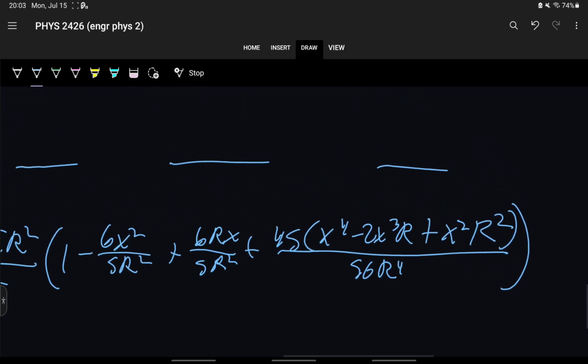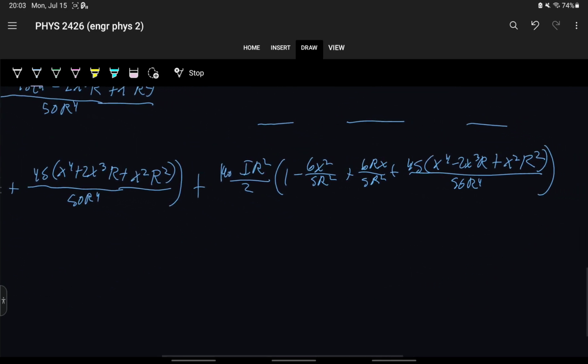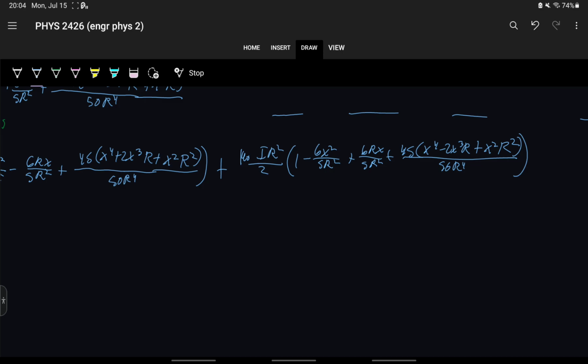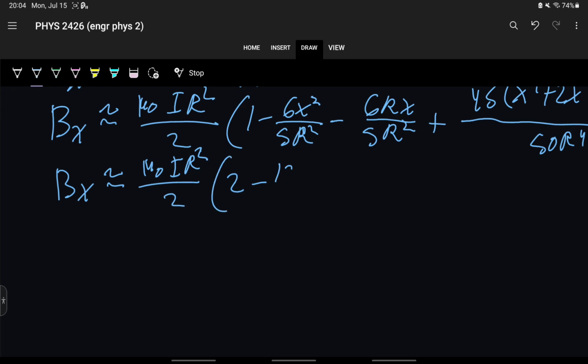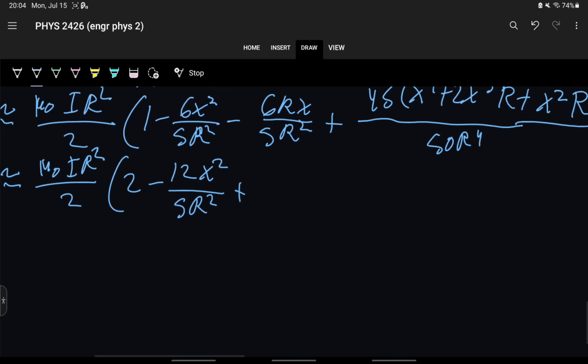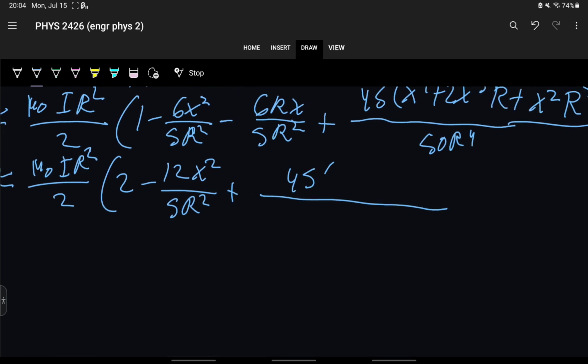Okay, and so in linear terms, 6rx divided by 5r squared cancel out. So we can go ahead and write b sub x to be mu sub 0 times r squared, all divided by 2, and it's going to be 2 minus 12x squared, all divided by 5r squared, plus 45 x to the power of 4 plus x to the power of 4 plus 2x squared times r squared. And it's all going to be over 50 times r to the power of 4.